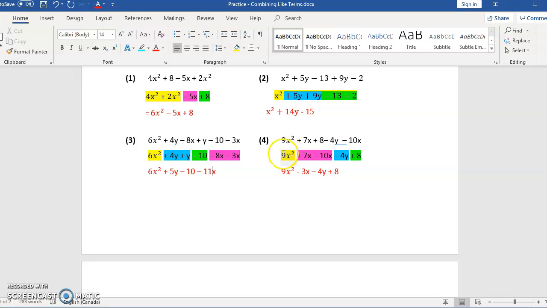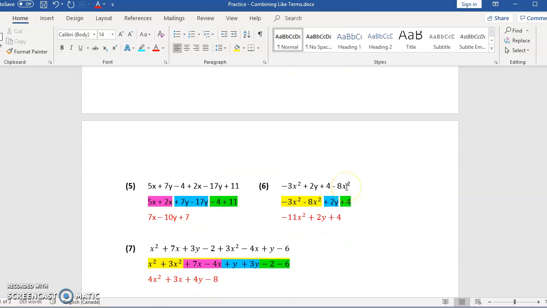Same as this one. Put the same terms together, so it makes it a little easier for us. 9x squared, can't simplify that. What's plus 7 minus 10? That's minus 3, right? So minus 3x. What's minus 4y? Can't simplify that. Can't simplify plus 8. So that's it in its simplest form. That's where we're combining them. Same with this, right? Put the x's together. Put the y's together.